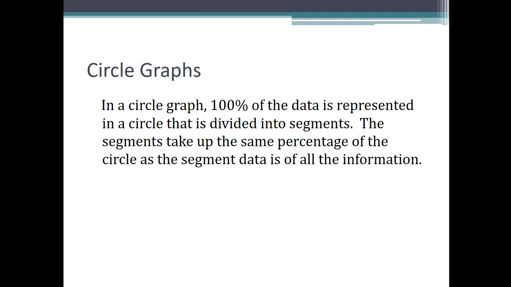In a circle graph, 100% of your data is represented in a circle that is divided into segments. The segments take up the same percentage of the circle as the segment data is of all the information. So like if you have certain data that's 25% of the whole, then that segment's going to be 25% of your circle on your circle graph.